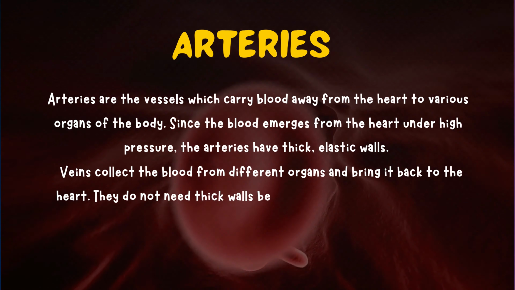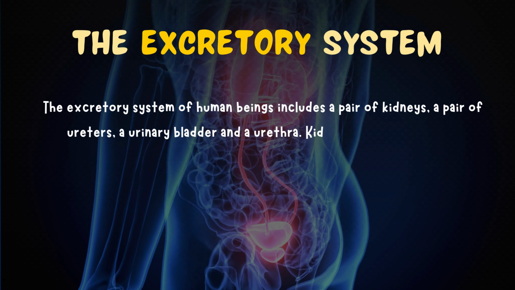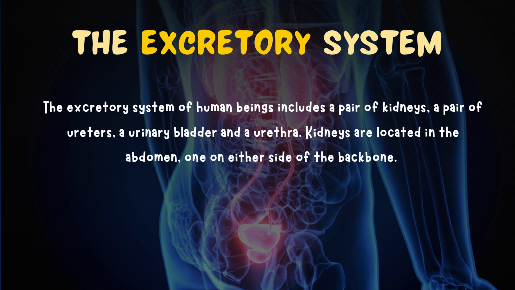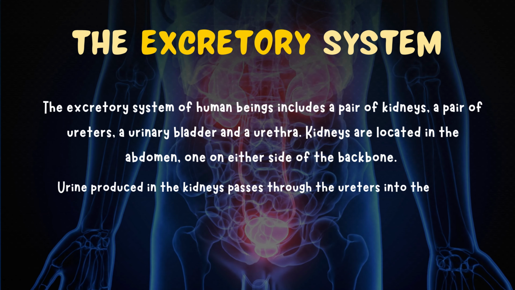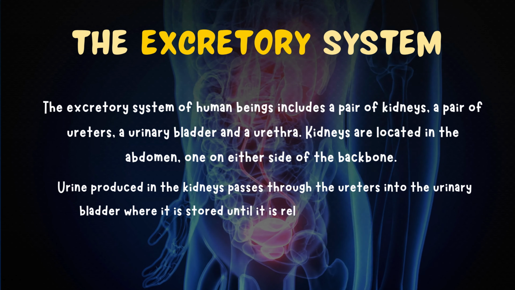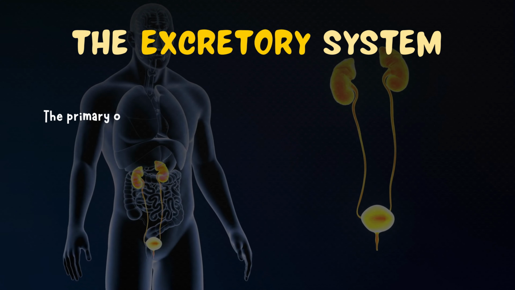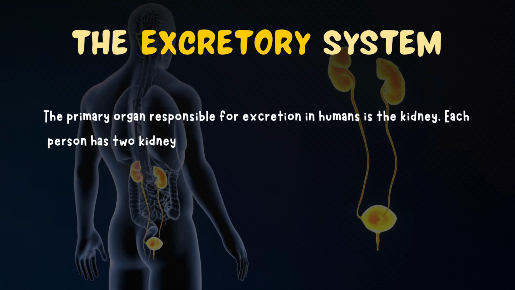Excretion. The excretory system of human beings includes a pair of kidneys, a pair of ureters, a urinary bladder and a urethra. Kidneys are located in the abdomen, one on either side of the backbone. Urine produced in the kidneys passes through the ureters into the urinary bladder where it is stored until it is released through the urethra. The primary organ responsible for excretion in humans is the kidney.